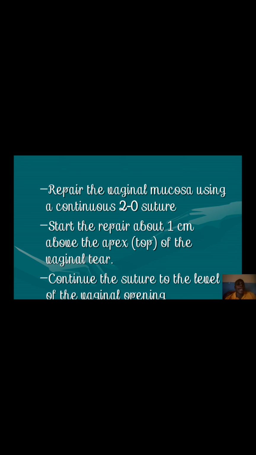Start repairing about 1 centimeter above the apex, top of the vagina. Kabla hujaanza kurepair lazima uanzie deep, kwenye sehemu ambako tearing imeishia, au ilianzia sehemu gani deep, immobilize hizo muscles au vaginal mucosa. Kwa hiyo tunaanzia ndani kabisa ili kuanzia ambako tearing iliishia. Na hapa tunakadiria kama sentimita 1 kutoka ambako imeishia. So pale sentimita 1 ndipo tunaanza kurepair.